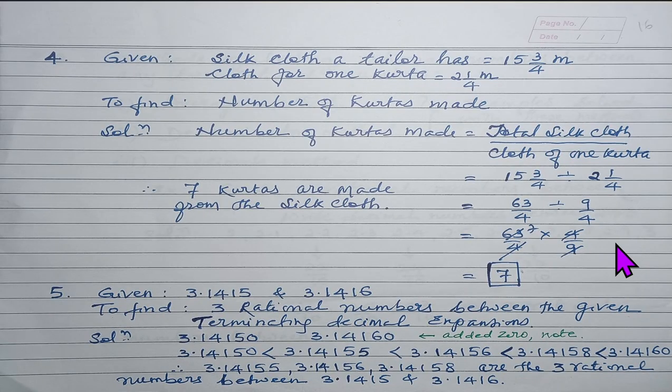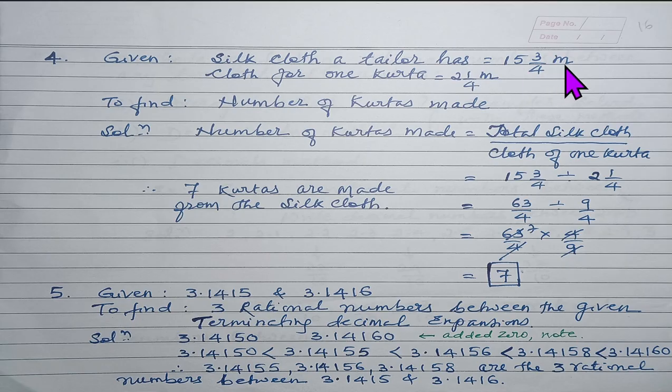Now coming to the next and very important example given in your textbook, that is there is a tailor. He has a silk cloth with him, and the cloth is 15 3 by 4 meters. The silk cloth is how much?